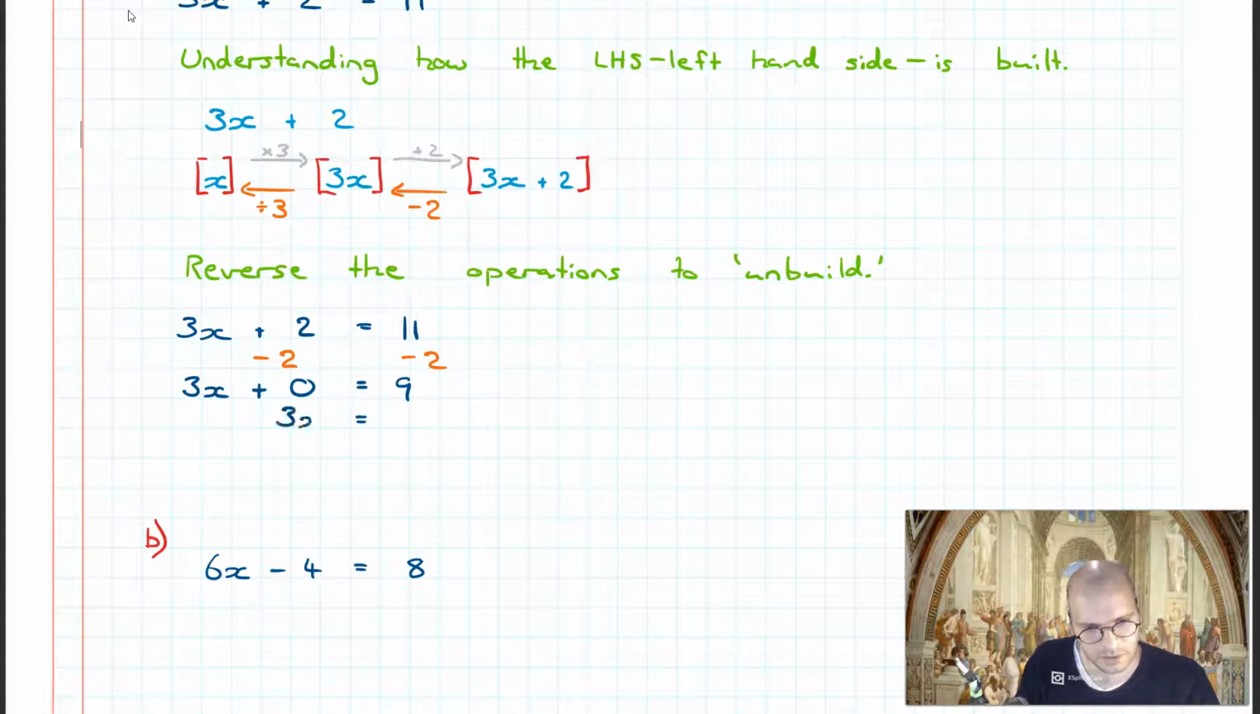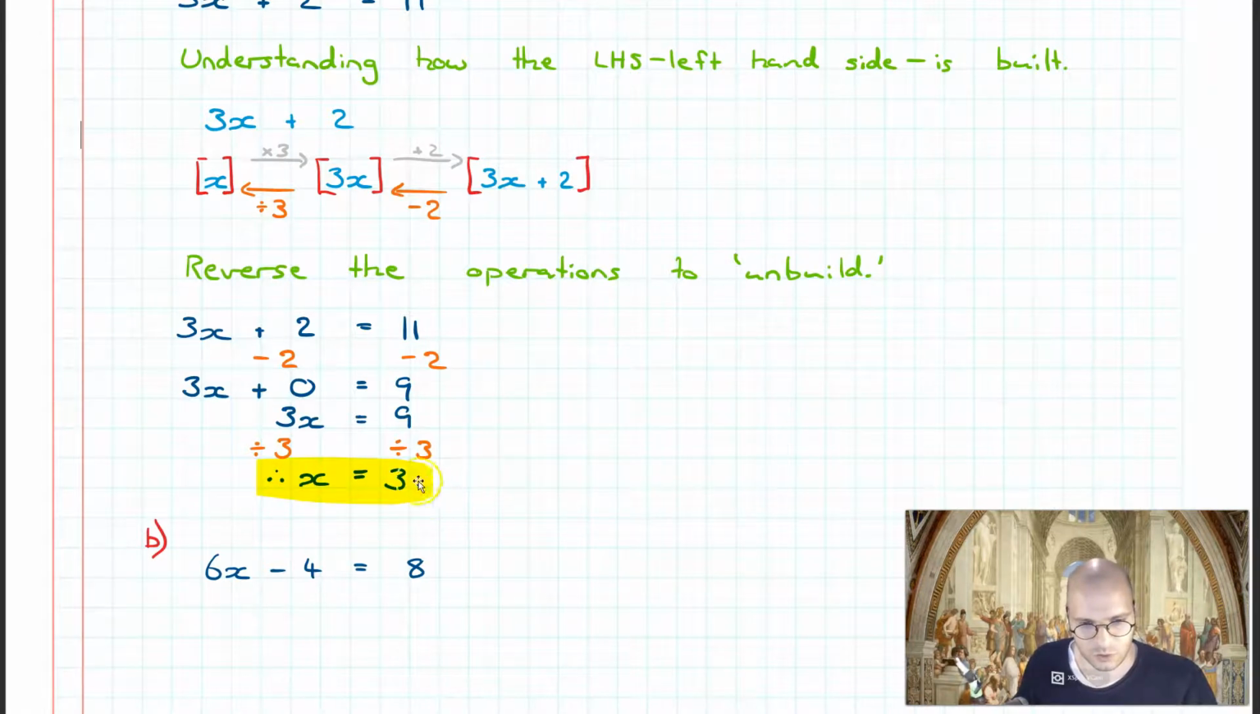Simplifying this, I get 3x equals 9. Now, I'm at 3x, and I want to take this back to x. To do this, I have to divide by 3. I'm going to divide both sides of my equation by 3. And thus, the 3 is now gone on the left because I'm now at x, and 9 divided by 3 is 3. And therefore, because we've narrowed x down to what it is, we simply say x equals 3.